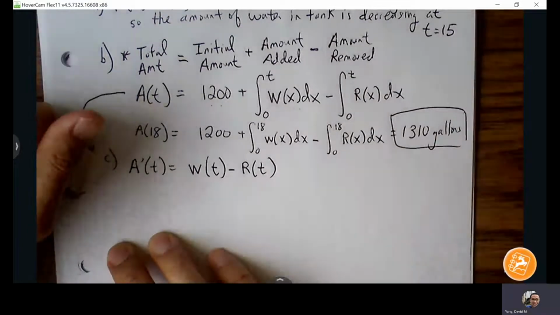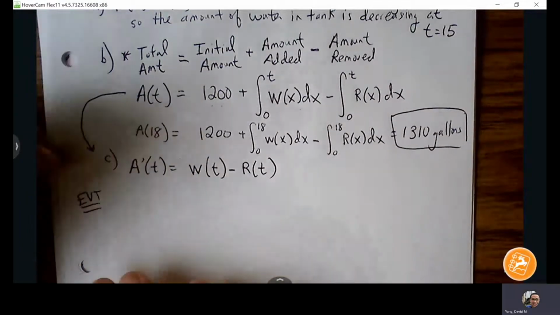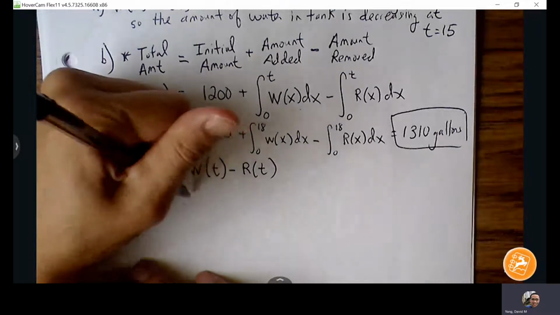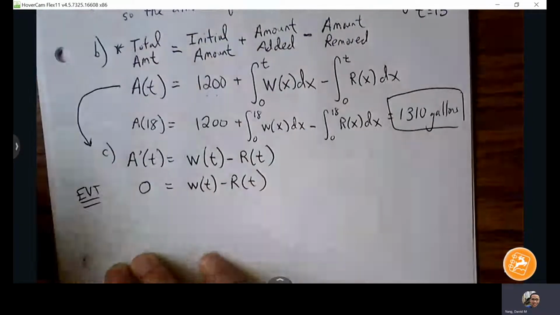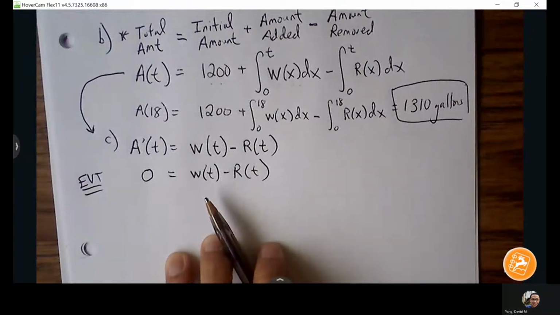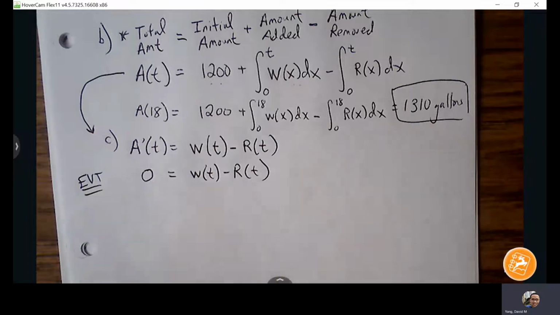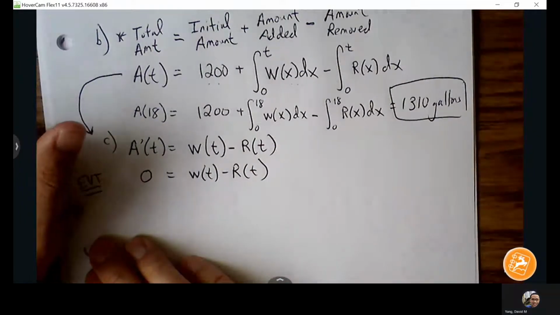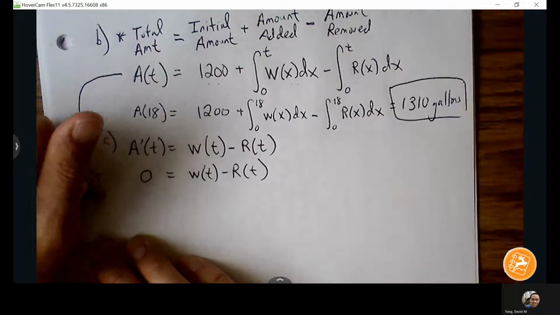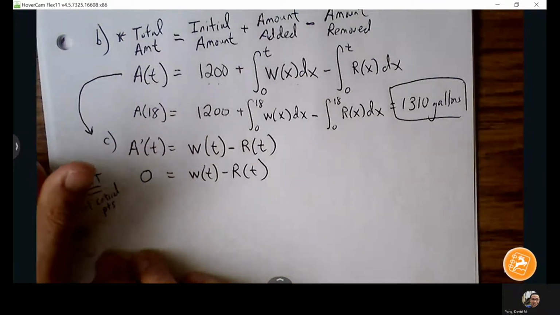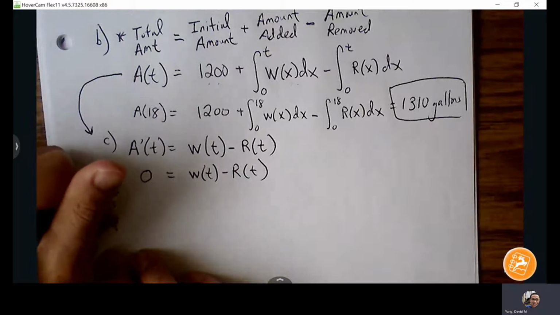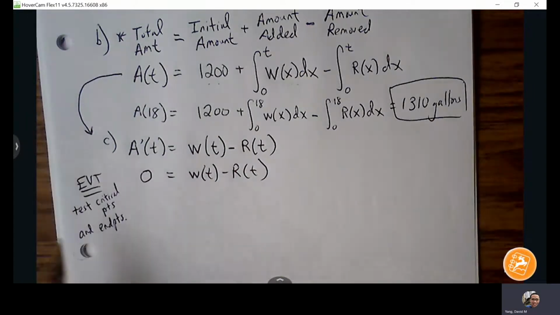Okay, so we're going to apply EBT. Critical points means I have to look to see where my W minus R is equal to 0. We're going to test endpoints and critical points, EBT. We know the endpoints already, 0 and 18. We'll come back to it. Let's find our critical points.